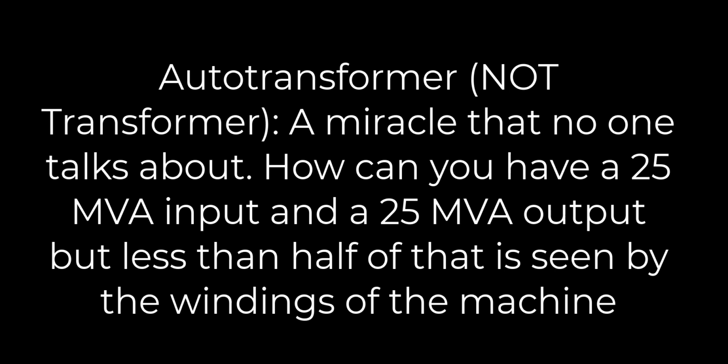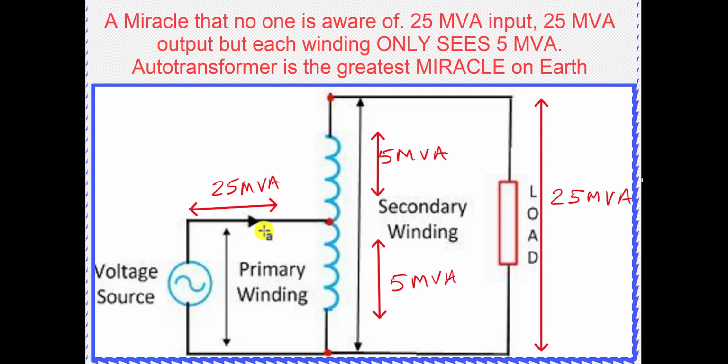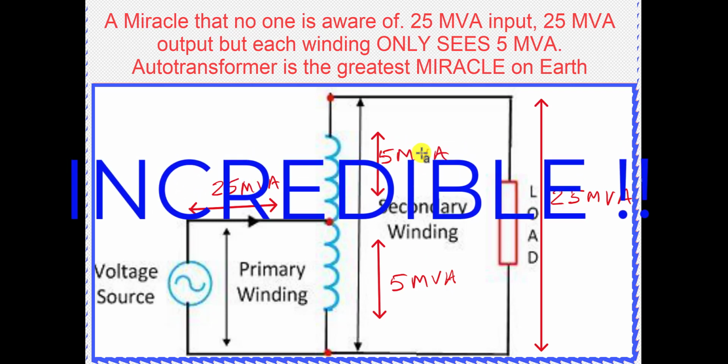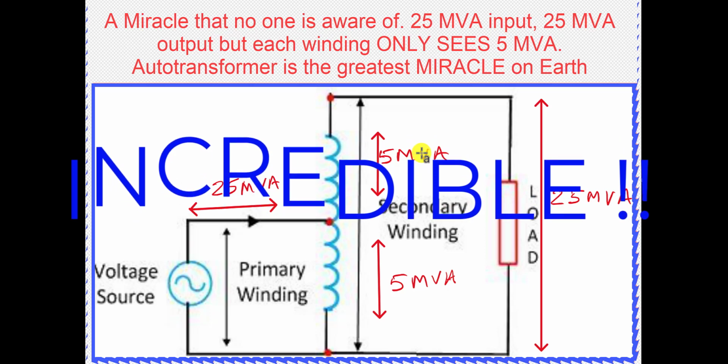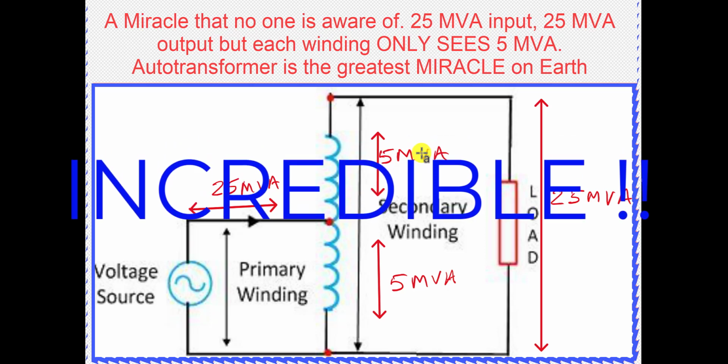Autotransformer. Not transformer, autotransformer. A miracle that no one talks about. How can you have a 25 MVA input and a 25 MVA output, but less than that is seen by the winding of the machine? That is incredible. Let's prove this concept mathematically.